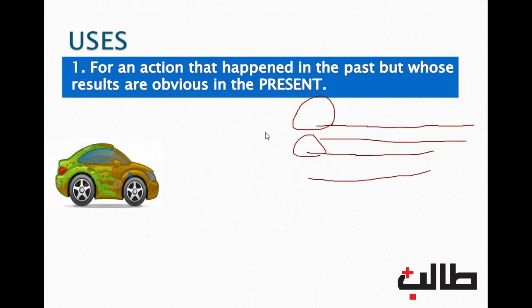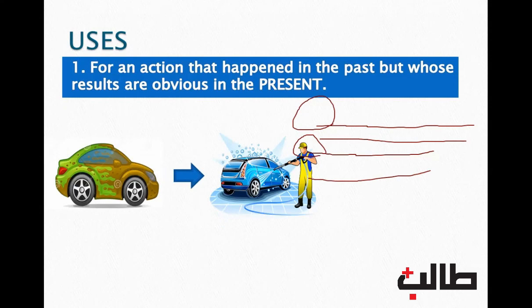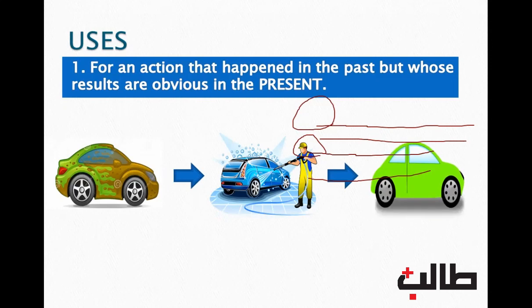Like this. This is a dirty car. The man is washing the car. After this, the car is clean after washing the car. So we can say that the man has just washed the car. يعني للتو لسه حالا عمل washing للكار. That's what I mean, dear students.